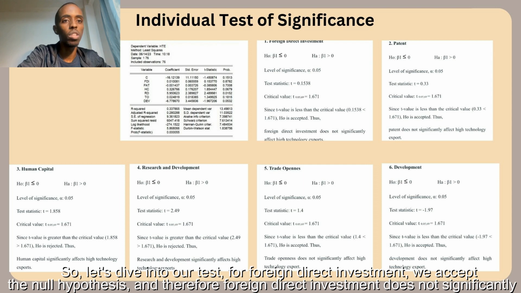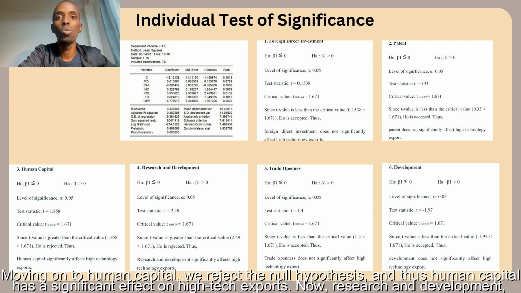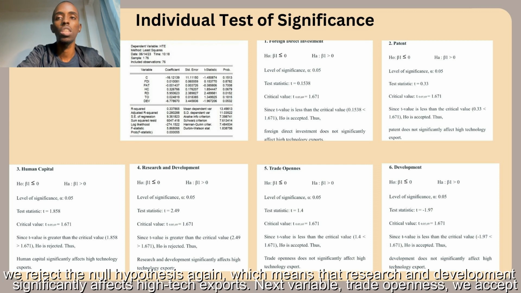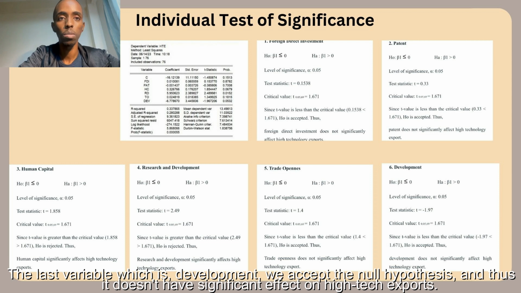For foreign direct investment, we accept the null hypothesis, and therefore foreign direct investment does not significantly affect the high technology exporters. Next is patent. We accept again the null hypothesis, which means that patent does not have a significant effect on high technology exporters. Moving on to human capital, we reject the null hypothesis, and thus human capital has a significant effect on high tech exporters. Now, research and development, we reject the null hypothesis again, which means that research and development significantly affects high technology exporters. Next variable is trade openness. We accept the null hypothesis, which means that trade openness does not have a significant effect on high technology exporters. The last variable is developed country. We accept the null hypothesis, and thus it doesn't have a significant effect on high technology exporters.